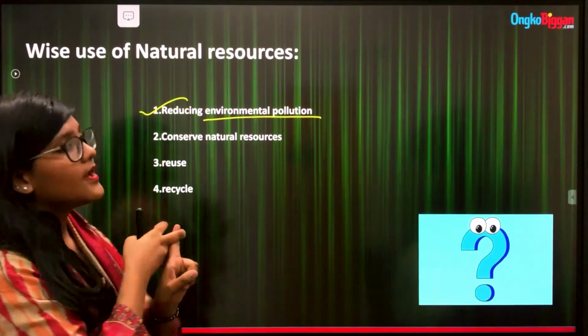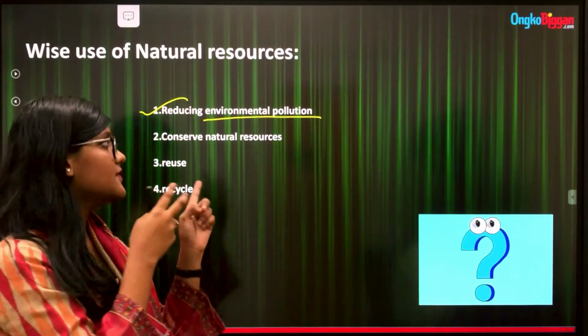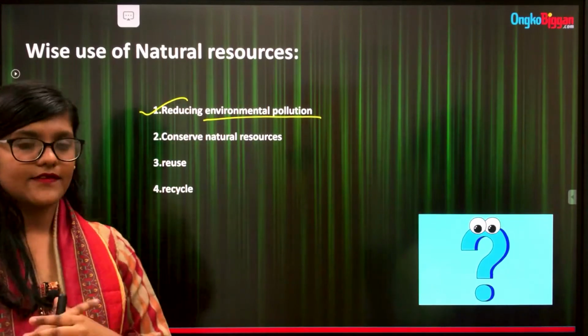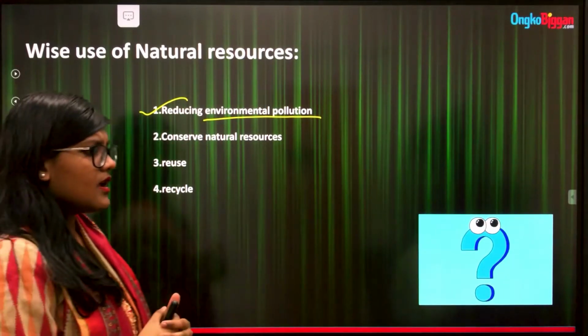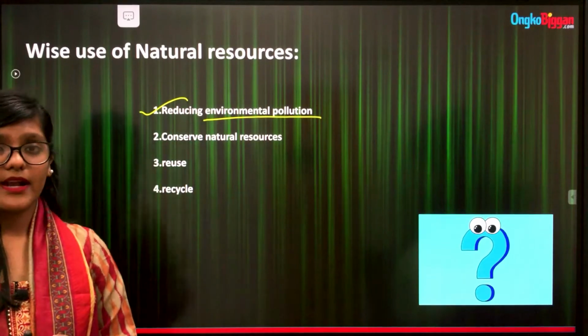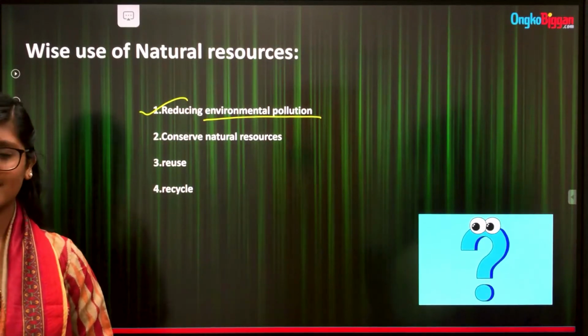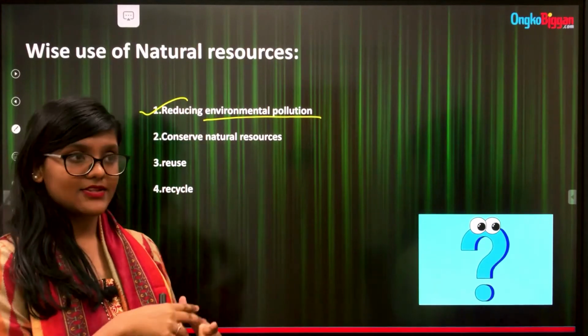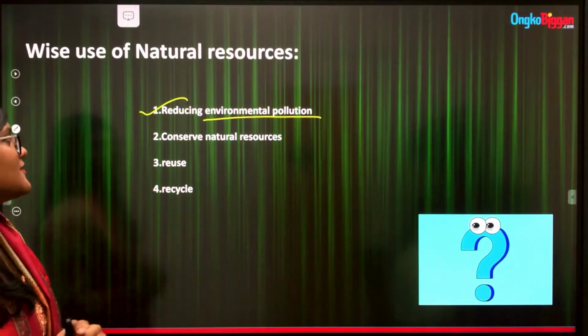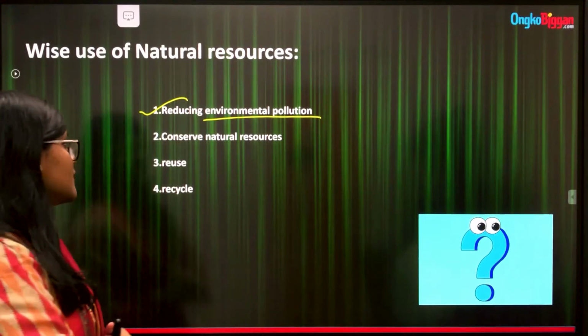By the proper and wise use of natural resources, we can reduce the rate of environmental pollution. For example, by burning coal, the air gets contaminated and we face air pollution. So if we use natural resources wisely, we can reduce this rate of environmental pollution.